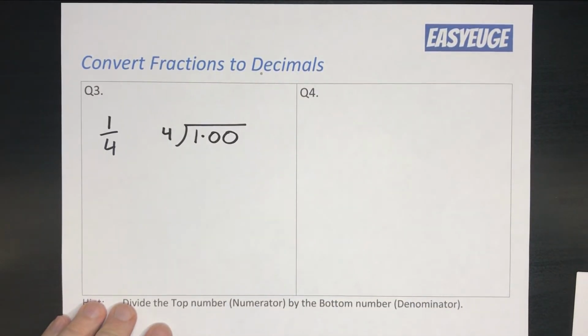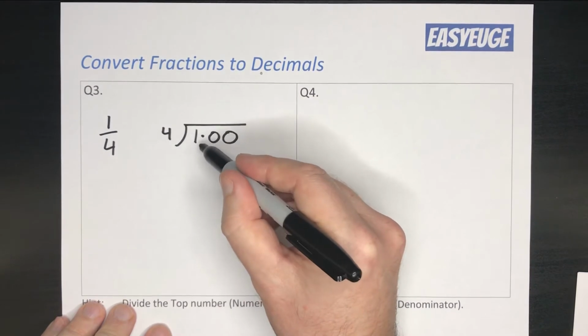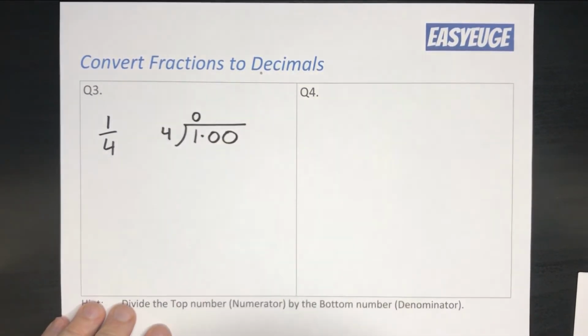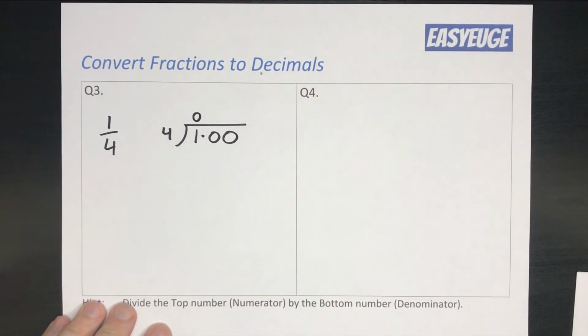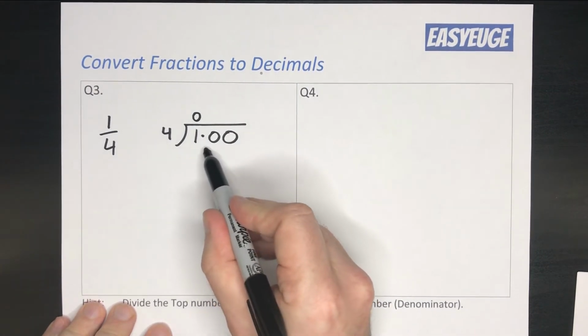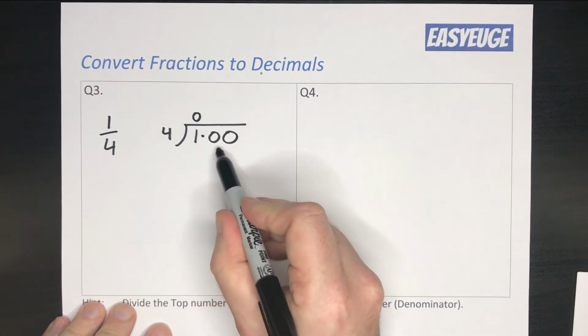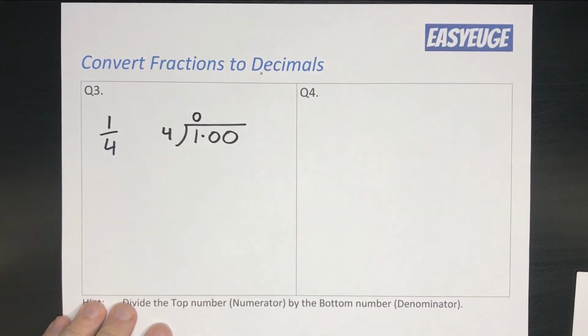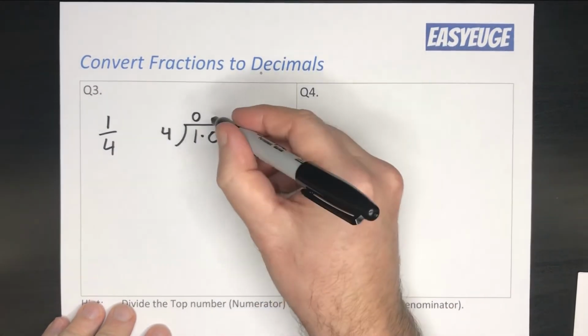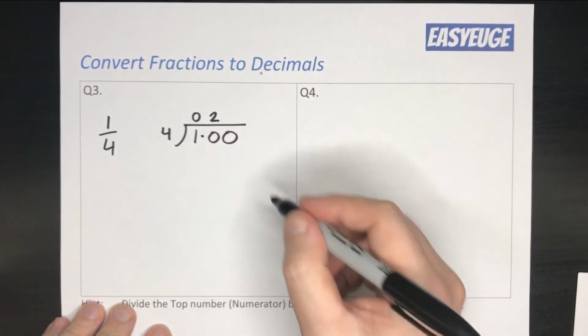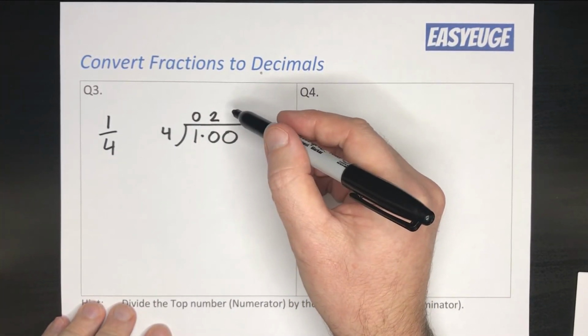There we go. Will 4 divide into 1? No, it won't. It goes in 0 times. Okay, that 1 now becomes 10. Will 4 go into 10? Yes, it will. It will go in 2 times, because 2 4s are 8. So it will go in 2 times. Let's do the check for the remainder.